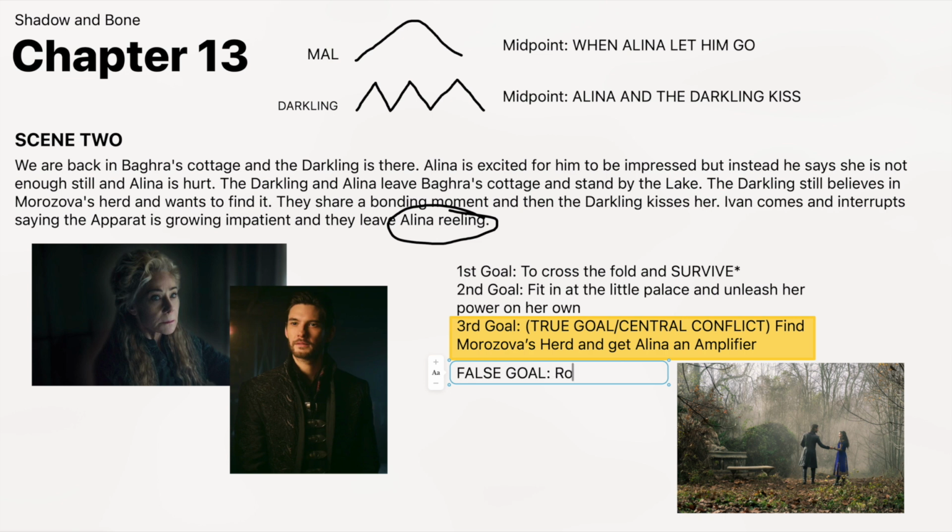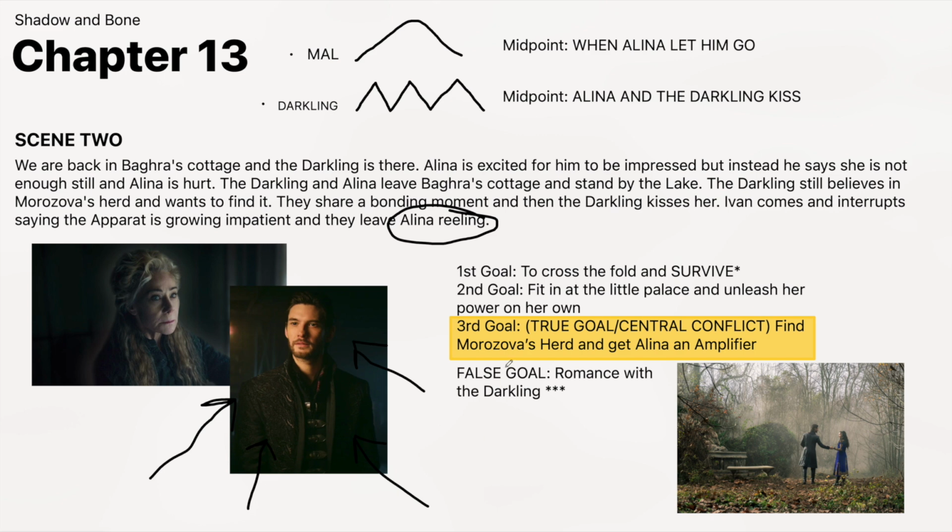That's happened, a romance with the Darkling. This now becomes a new goal in Alina's mind because when it came to Mal versus the Darkling, she's now kind of like, I'm all about this guy because me and him kissed and I've been feeling something and I've been feeling lonely and I don't know if me and Mal are gonna work out. So now my false goal has become this romance with the Darkling.